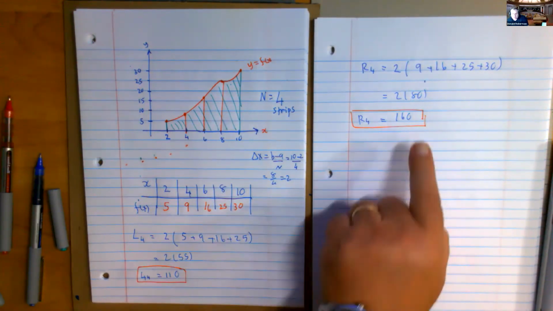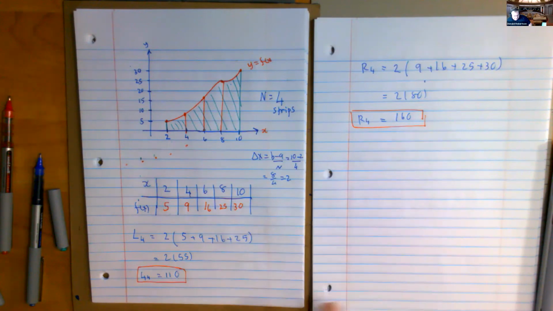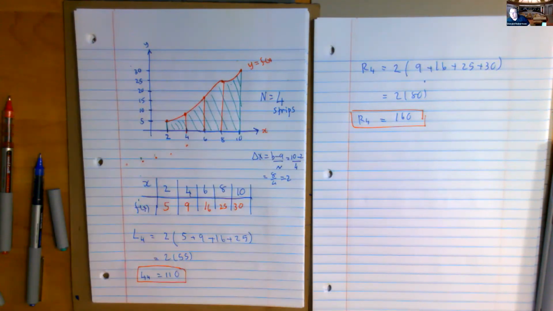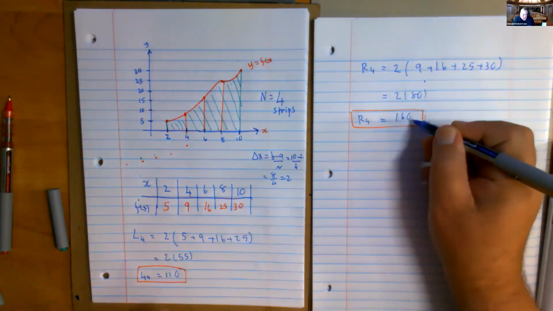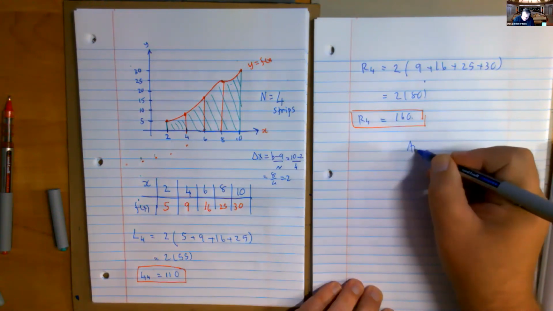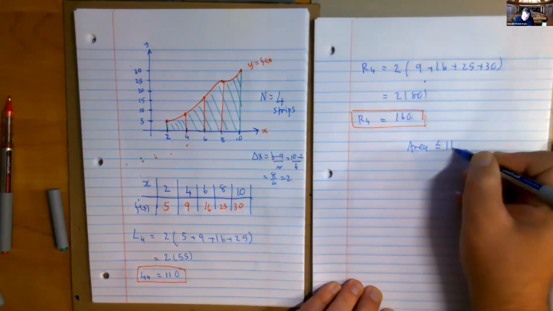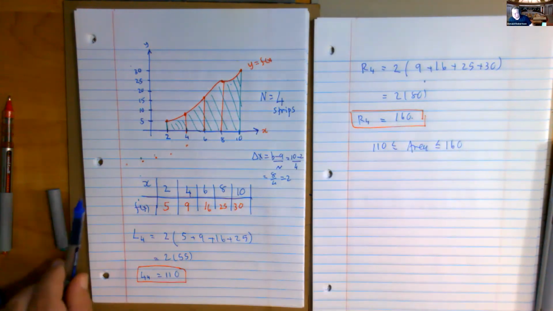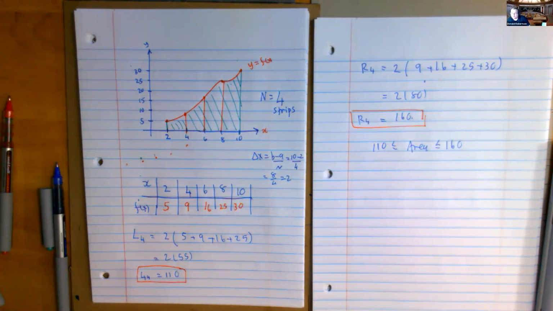Can I say that this is an overestimate and that this is an underestimate? Look at the picture. Is it going uphill? It's never going downhill, right? So if it's going uphill, overestimate, underestimate. That means that we can now say that the area is somewhere between 160 and 110. And the overestimate is 160 and the underestimate is 110.